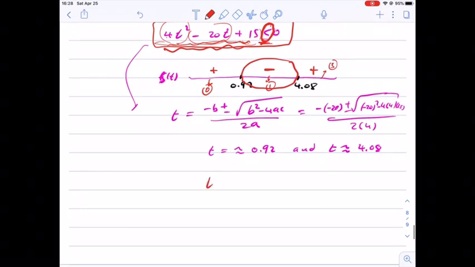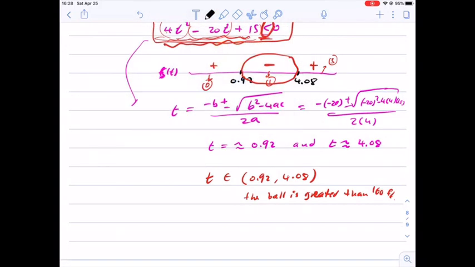So t belongs to the interval 0.92 and 4.08. For all values of t that belong to this interval, the height of the ball is greater than 160 feet.